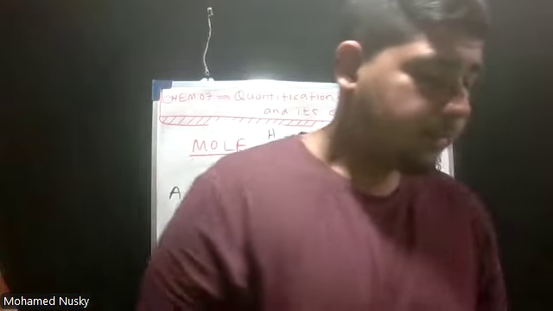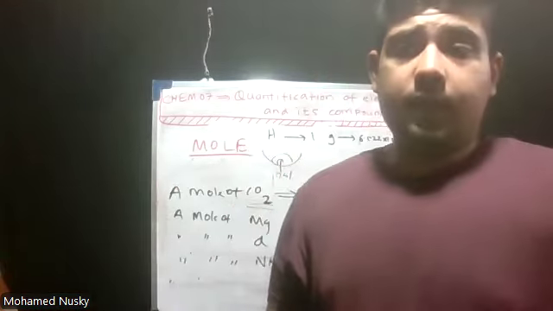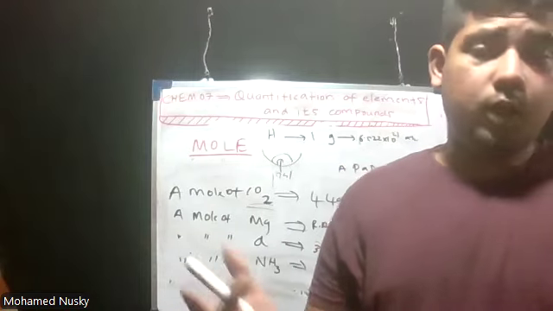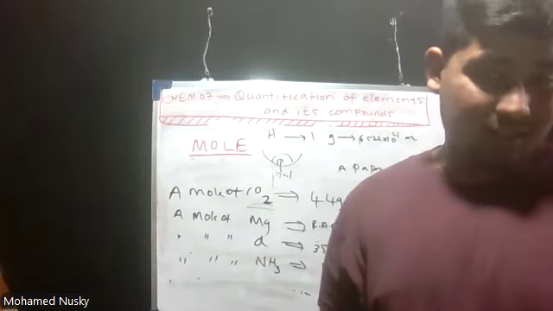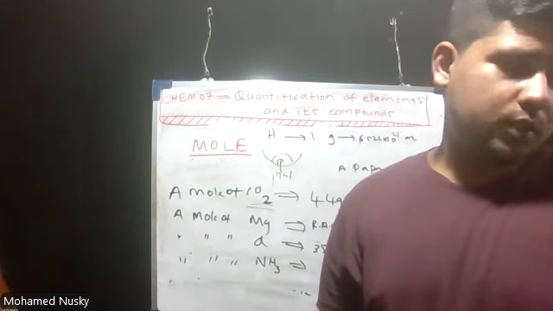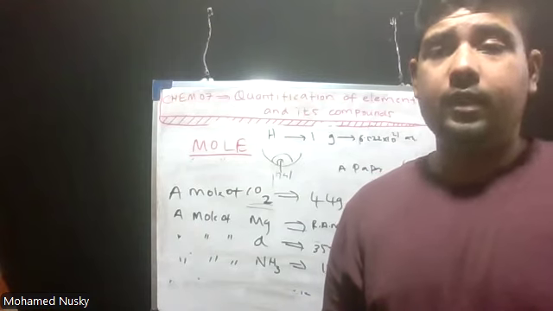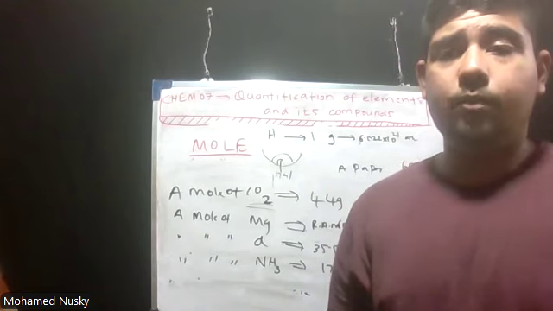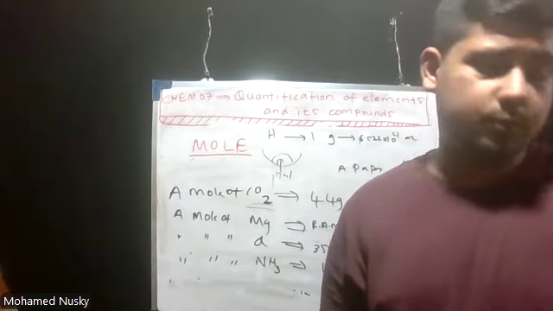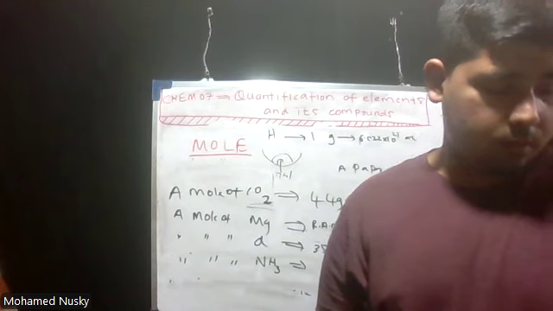Now, if I say I have taken a mole of SO2, then the relative molecular mass of SO2 is 64 grams. Then I can say I have taken a mole of SO2, that is 64 grams of SO2. Okay, this is what it is.